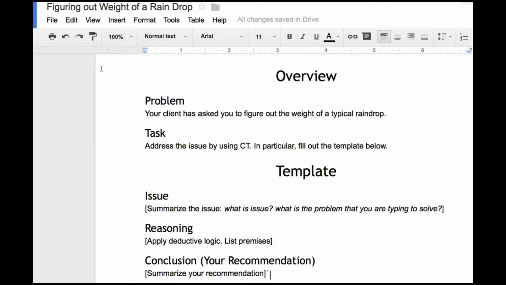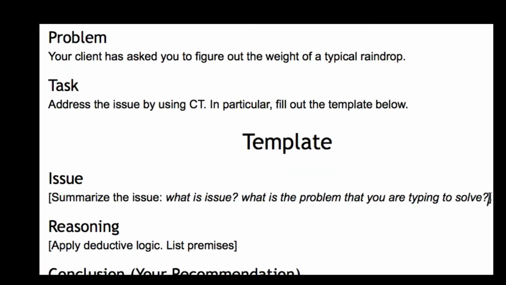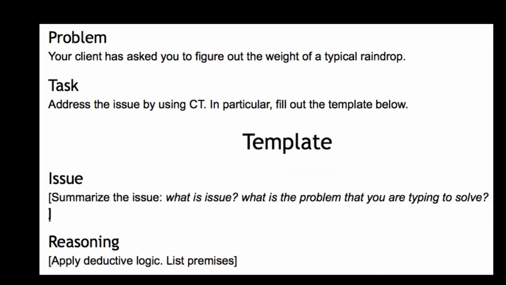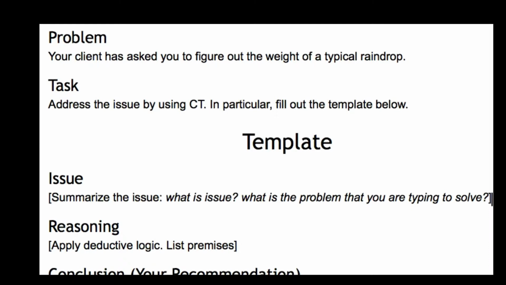I'm now in Google Docs. You'll notice the menu bar, just like Microsoft Word or many other programs. I've opened up the document that I want to edit. The first thing I want to deal with is the issue. The instruction says summarize the issue. What is the issue? What is the problem that you're trying to solve? So I click in, hit return. Oops, got it in the wrong spot.